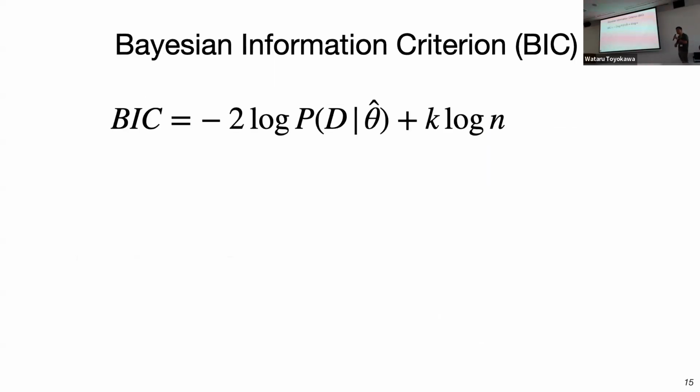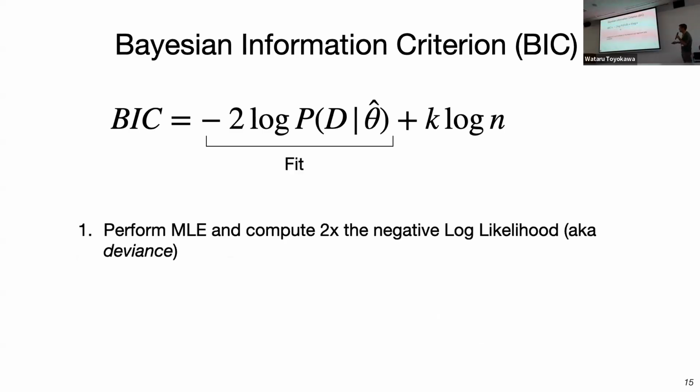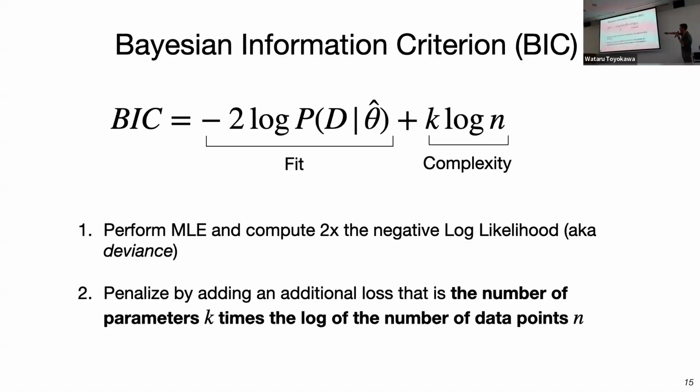So an alternative approach in the more Bayesian framework is the Bayesian information criterion. You can see that it has a very similar formulation. You have the same fit term here, which is our deviance term. And then in the complexity term, it's formalized a bit differently. We still have k as the number of parameters, but then we multiply this by log n, where n is the number of data points in our data.